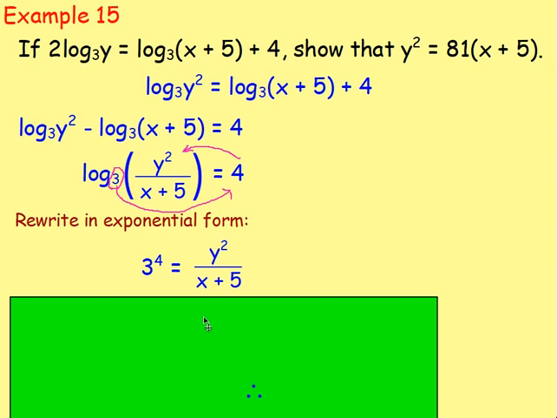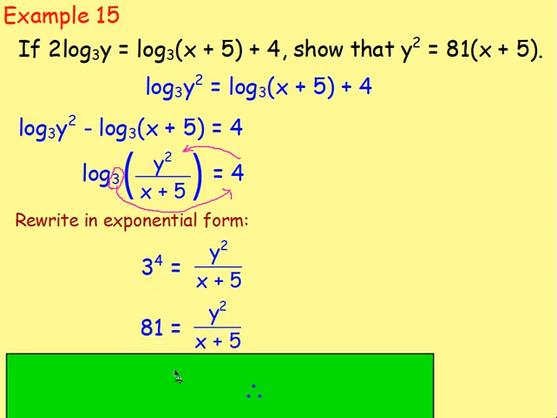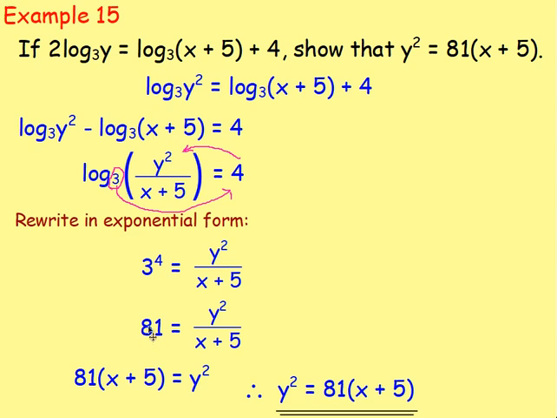From there, what could you do next? Yeah, don't leave 3 to the power of 4. You know that's just going to be 81. 3 times 3 times 3 times 3 gives you 81. From there, you want to get y squared on its own, so multiply both sides by x plus 5, and that will give you y squared equals, well, you've currently got the 81 on this side, multiply that by x plus 5, don't forget your brackets, and then you'd have the 81 times x plus 5 equals y squared, or in other words, you are asked to show that y squared equals that, so rewrite it and say y squared equals 81 bracket x plus 5. Just leave it in the form that they are asking for, and that will be your answer.